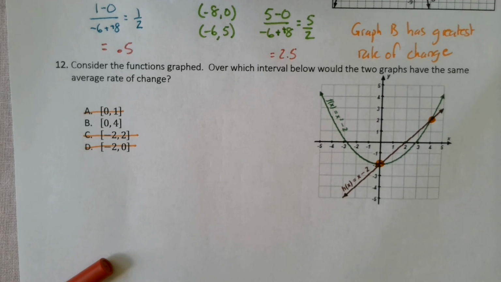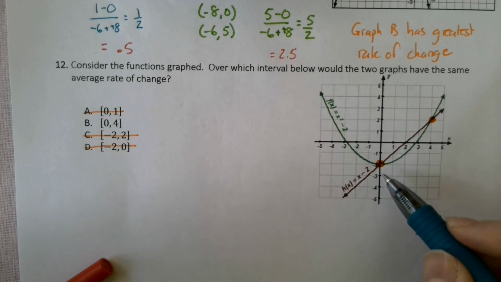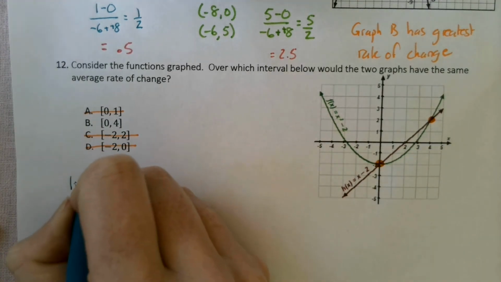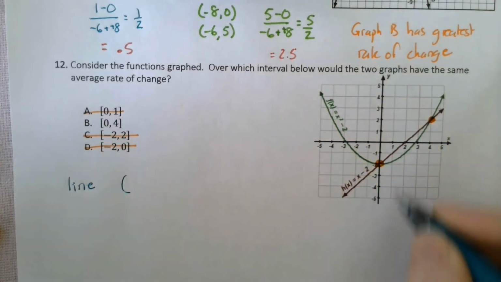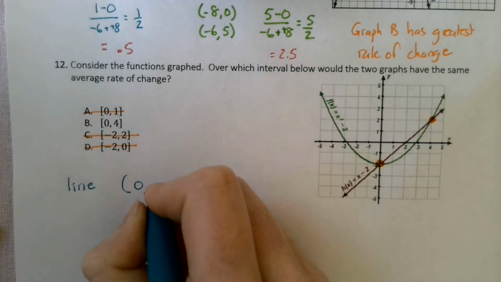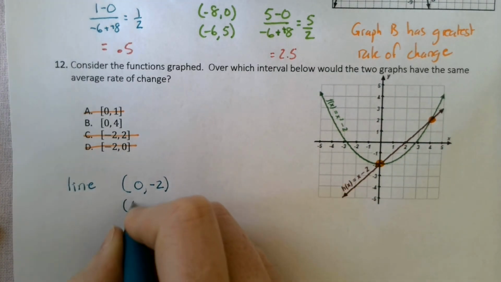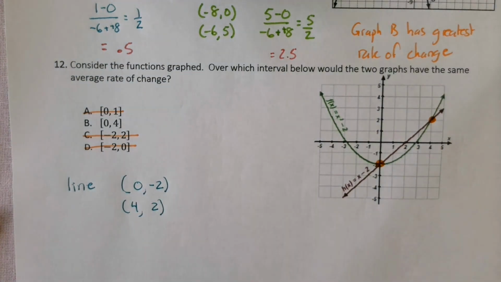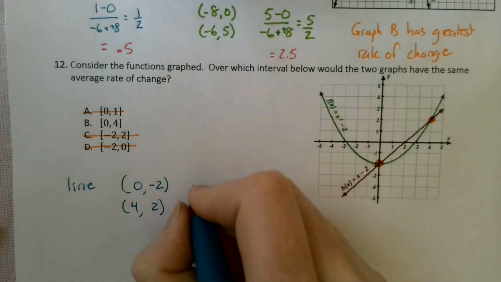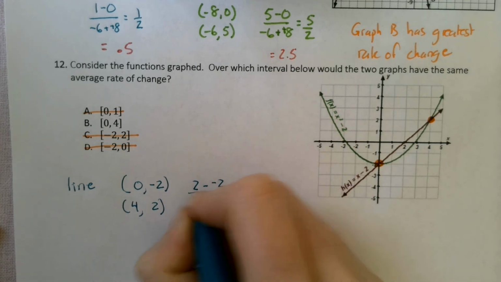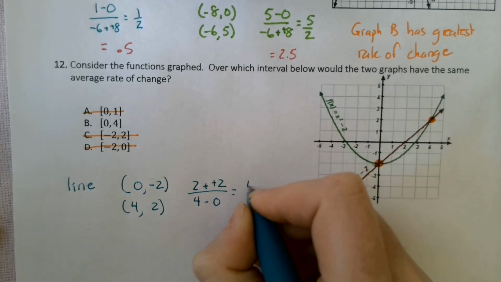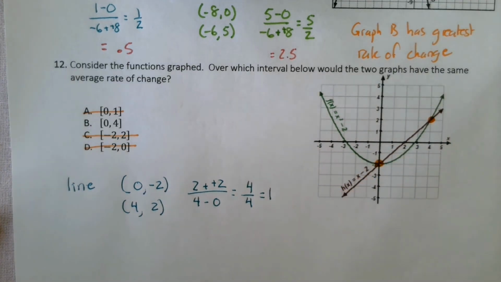Alright, so if you don't believe me, let's try it out. So for our line, okay, our line. If I'm looking at the point 0, and then I get negative 2, and then I look at the point 4, I get 2. Okay, so if I find that slope, it's going to be 2 minus negative 2 over 4 minus 0. And that's going to give me 4 over 4, which gives me 1.